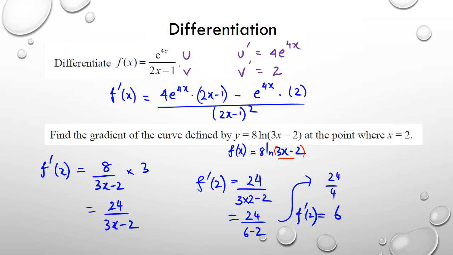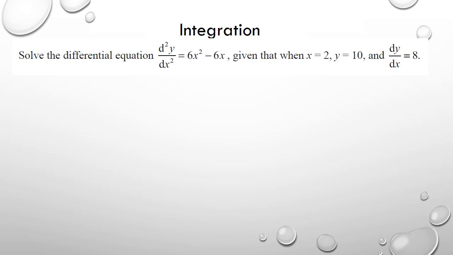Okay, so that's the differentiation one, and now on to the integration one. For this question, we've got a couple of pieces of information in terms of integration. When x equals 2, y equals 10, so we can write f of 2 equals 10, and the gradient is 8. So f dash of 2 equals 8.